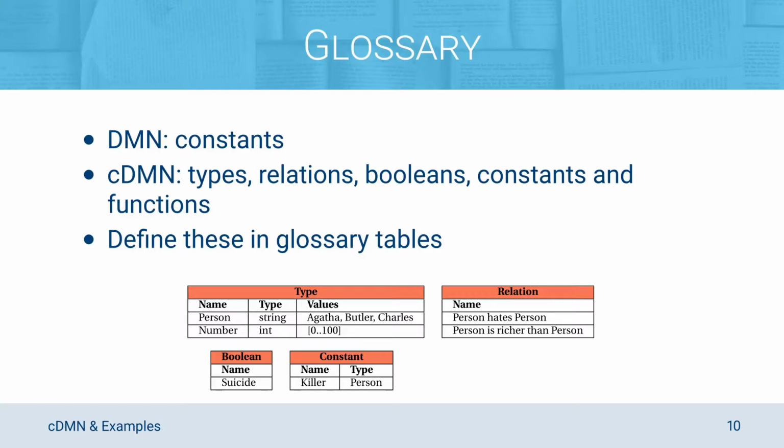Then there's the constant glossary. Here we define constants as they work in DMN, except that we always have to type them. For instance, here it's of type person. So this means that the killer, the constant killer, is always either Agatha, Butler, or Charles. And then we have the function glossary, in which we define functions. And a function is a mapping of a type on another type. For example, here we have age of person, and this will map every person on their age, and this age is a number.